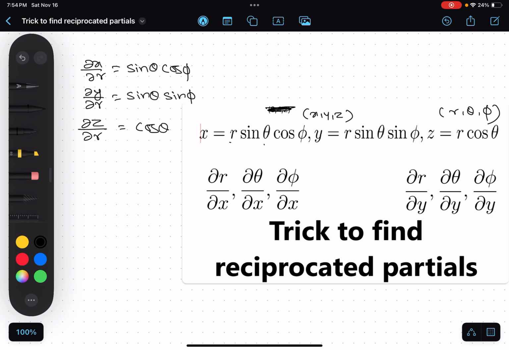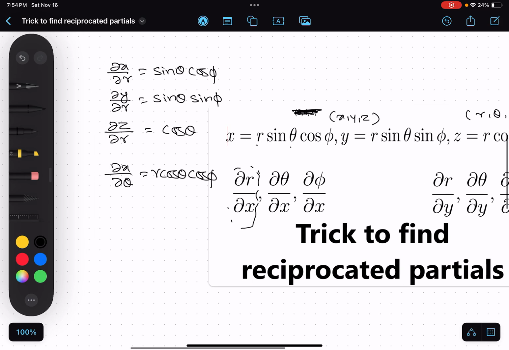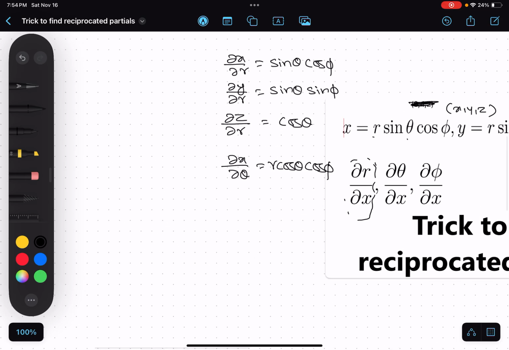Similarly, if you want to find, let's say, partial x by partial theta, that's also easy. Just assume theta is variable, others are constant. So this will be r cos theta cos phi. This one is easy, but in this question we have to find the reciprocal, partial r by partial x, not partial x by partial r. So how will you find this? If you are thinking that partial r by partial x is just the inverse of partial x by partial r, then that's just wrong.